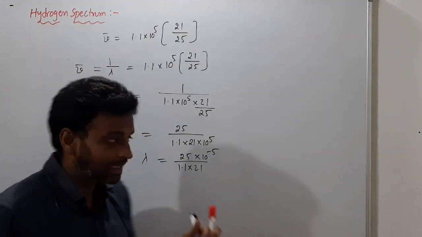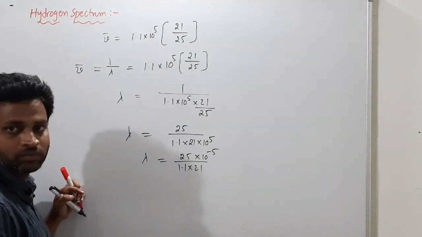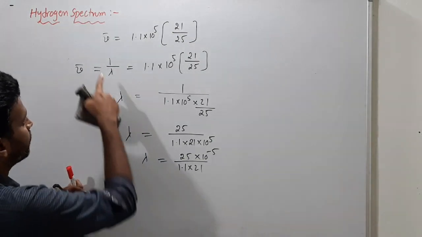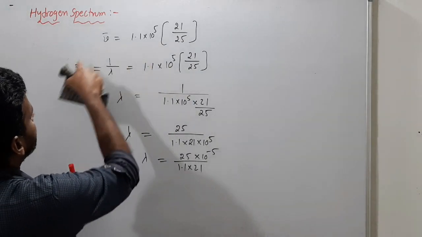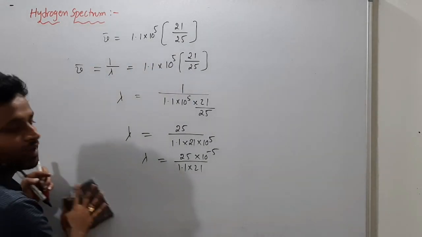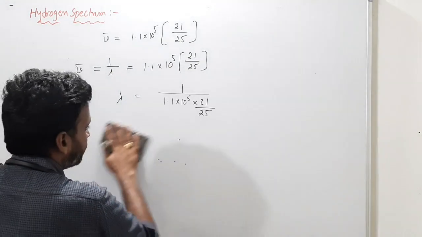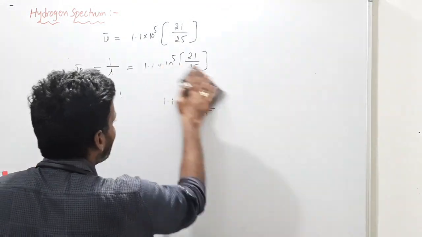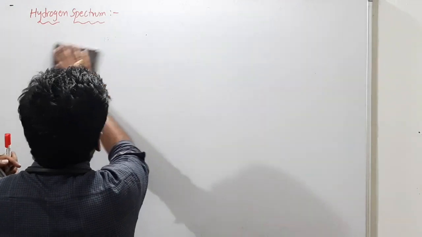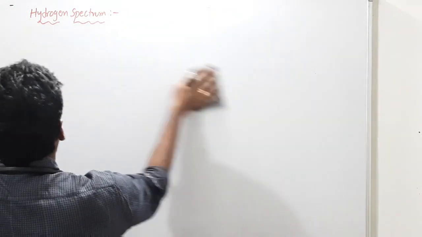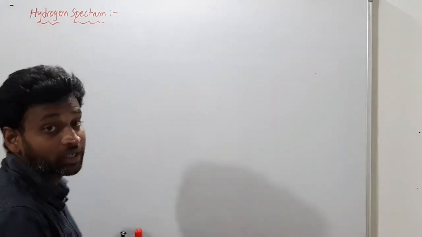So now we know how to get lambda also. Do you have clarity, sir, everyone? 1 by lambda is equal to this much because nu bar is reciprocal to wavelength. In this way you can understand how to calculate the wave number of a spectral line or the wavelength of a spectral line.